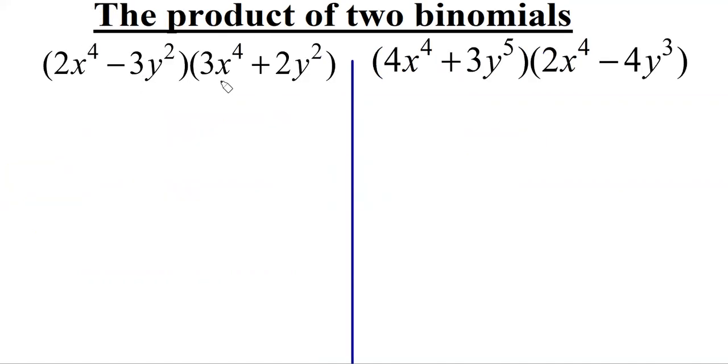Okay, let's continue here. Product of two binomials again. But let's look at this now. Now we have higher order variables. We're having x to the power 4, also y to the power of 2. How do we deal with that?